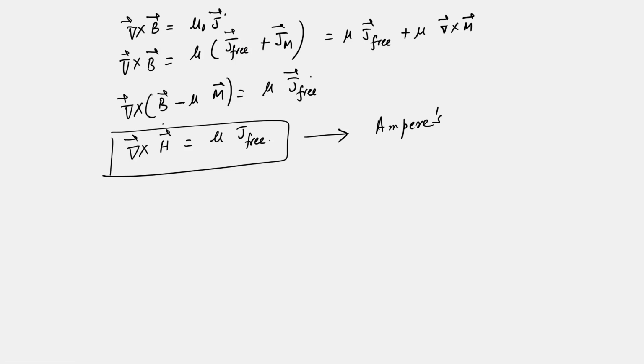Here there is a mu, well, actually there will not be any mu. We have defined H to be equal to B over mu 0 minus M. So, we can actually keep this mu 0 if you like, and there is no mu here. So, it becomes equal to j free, because the mu gets absorbed, since H is defined as B by mu minus M. So, this is Ampere's law in differential form.